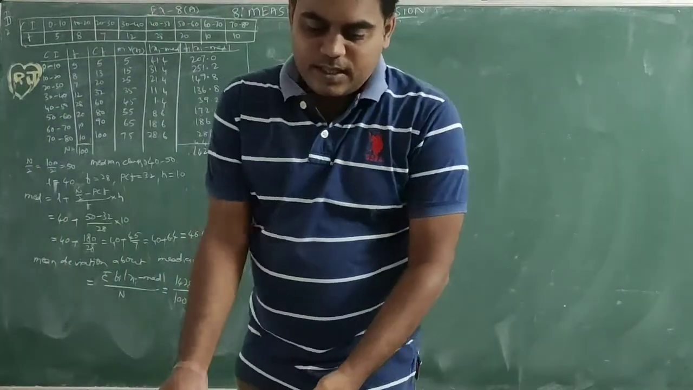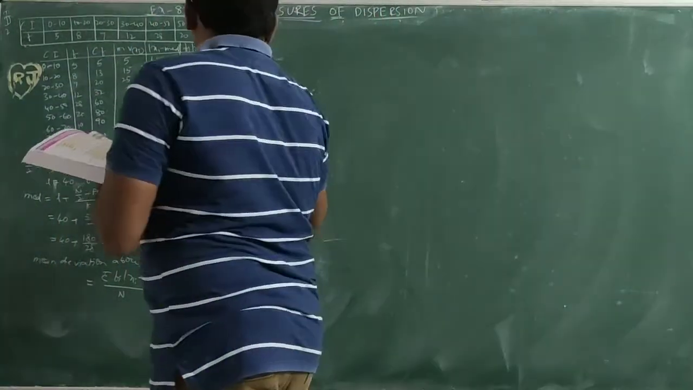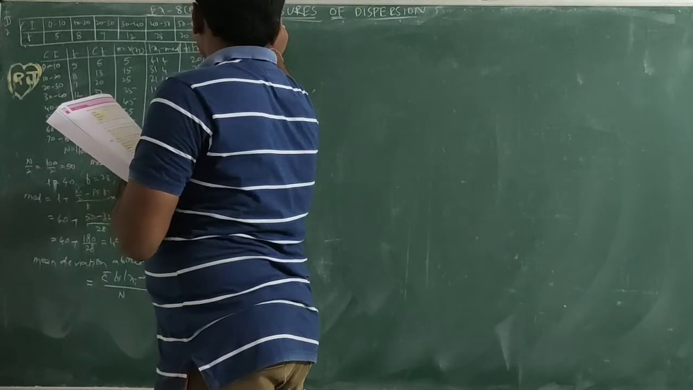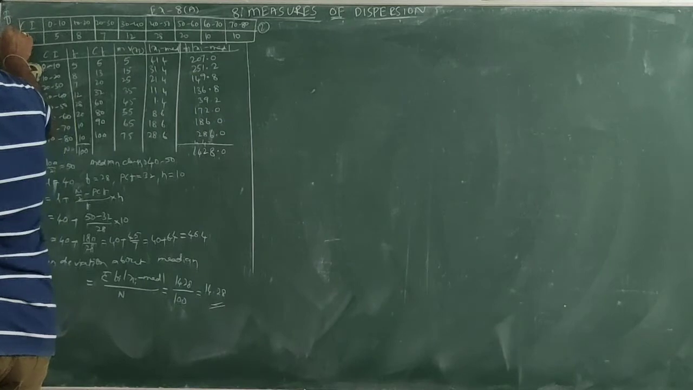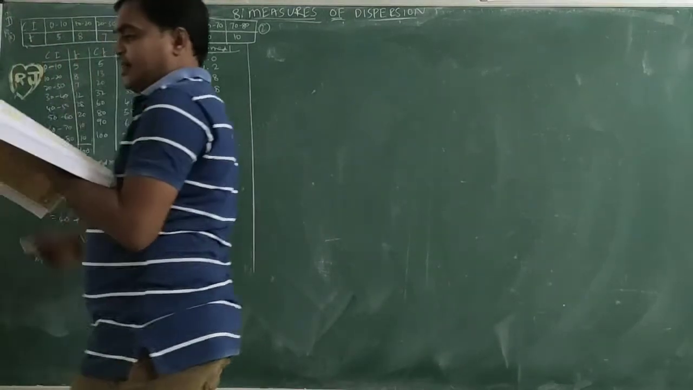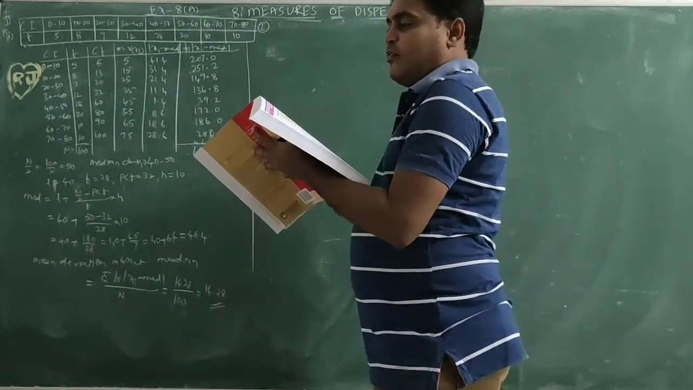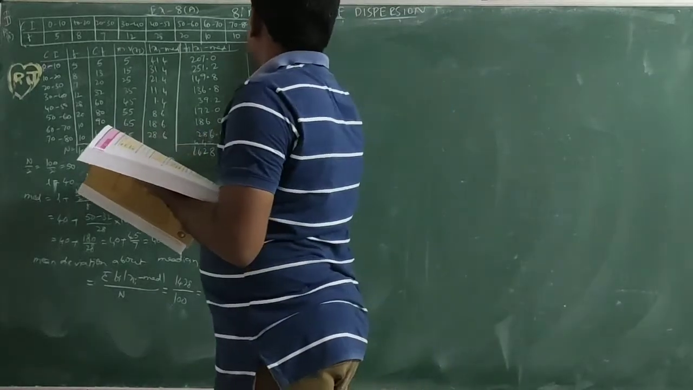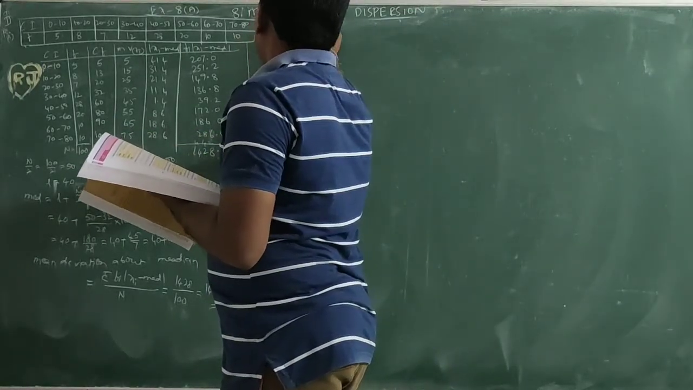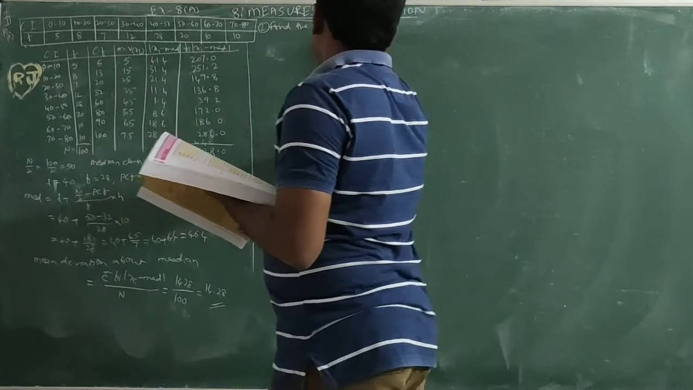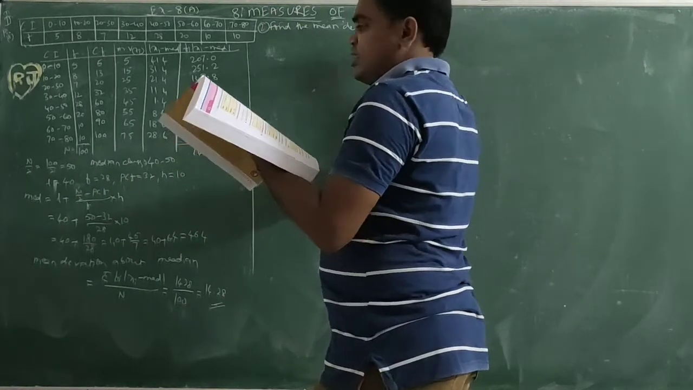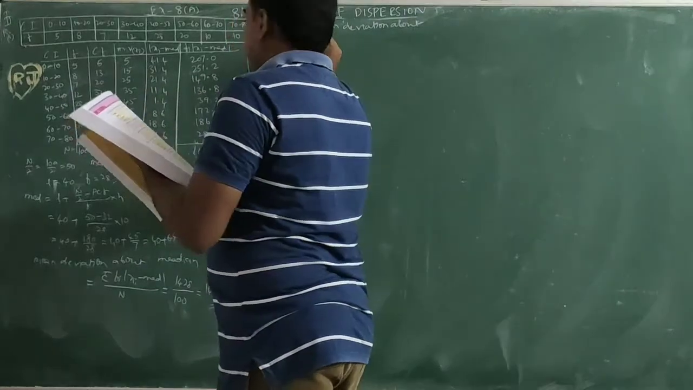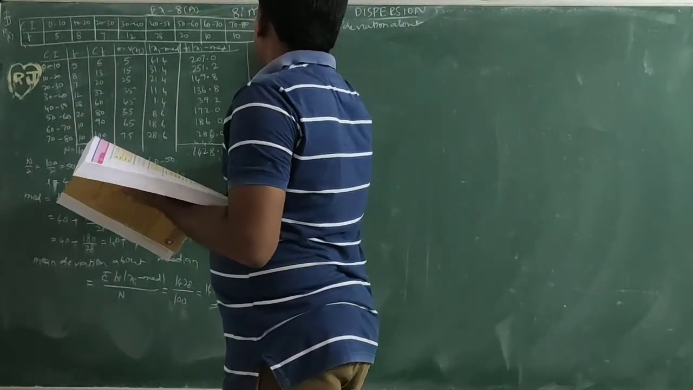Next, the second question. This is the second bit, second question. Find the mean deviation about the mean for the following data.